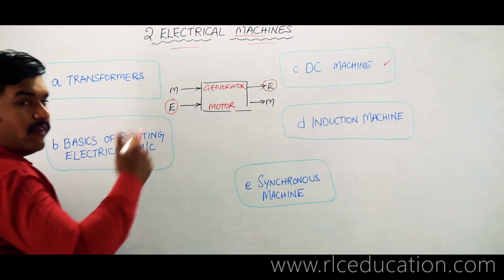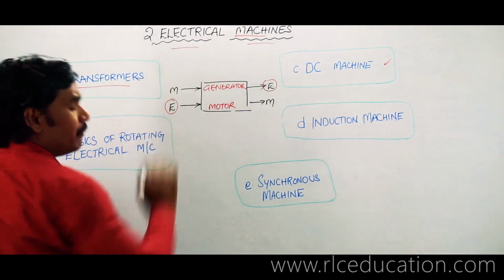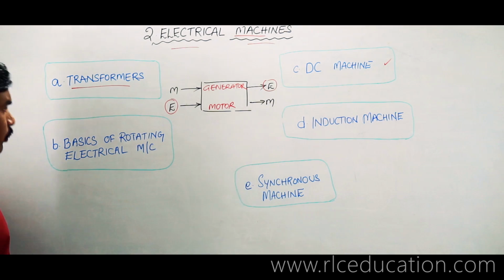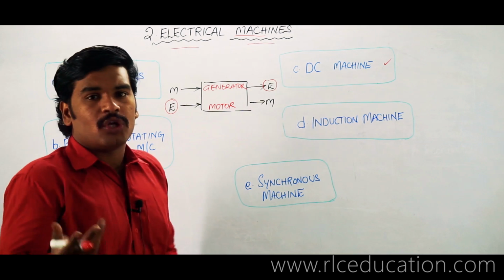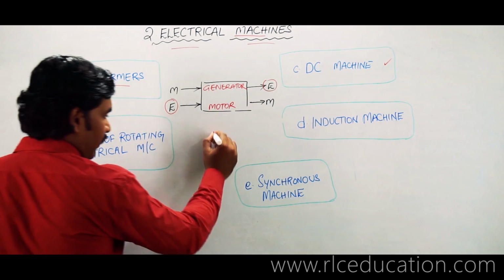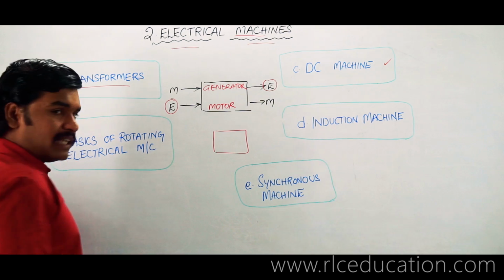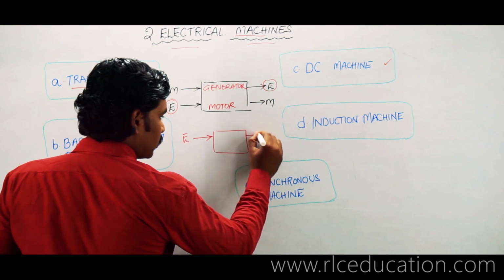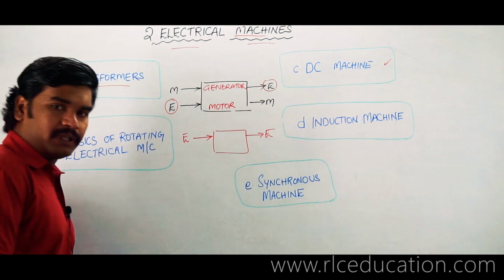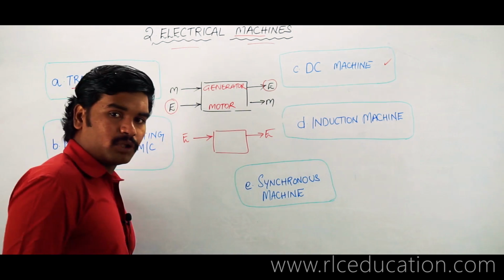So where did the transformer enter into the machines subject? Do you think a transformer has any mechanical thing associated with it? No. What is a transformer? Even a transformer is a box. What does this box do? If you give electrical energy input to this box, it will also produce electrical energy only as the output. The input level and output level are both electrical.